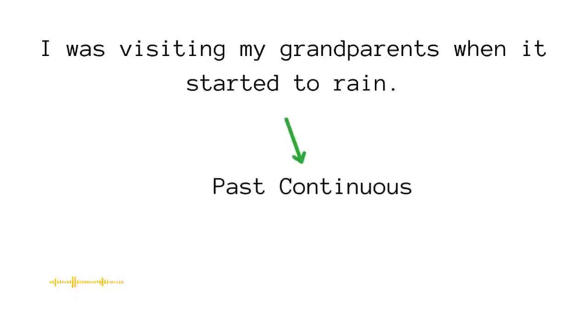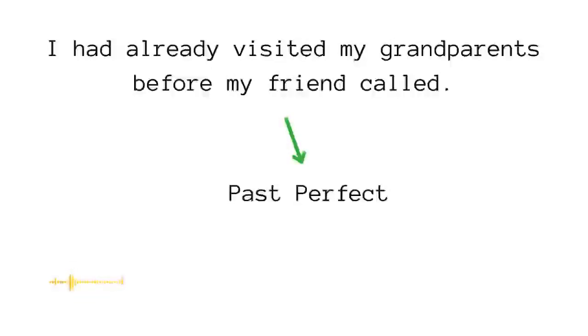The third one, I had already visited my grandparents before my friend called. Past perfect. Where is the past perfect here? Had already visited. Why? Because if you look at the 2 verbs, we have visited and called. My friend called. But which one happened first? The visiting part happened before the calling, and in this case you need to use had with the visiting part. I had already visited my grandparents before my friend called.